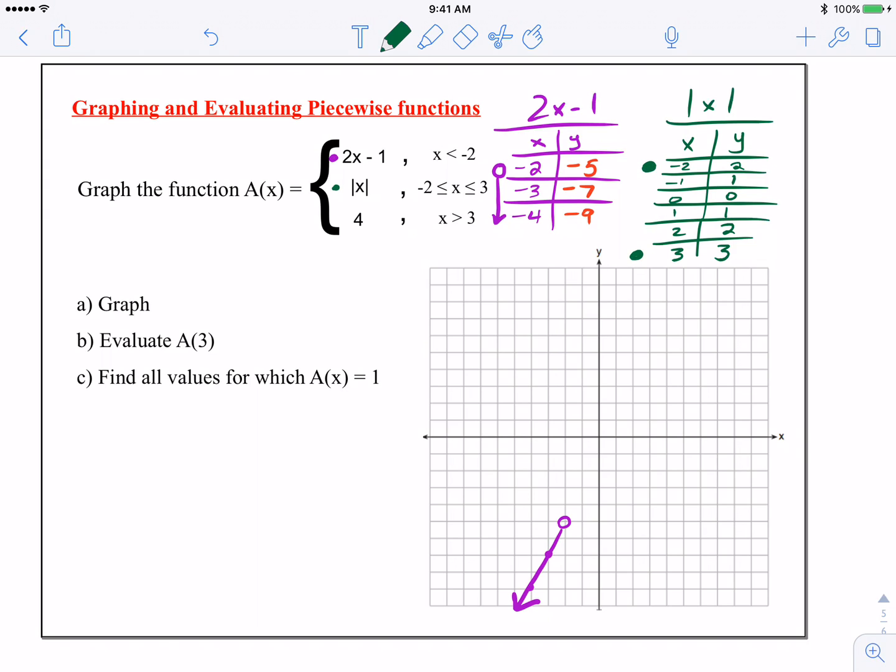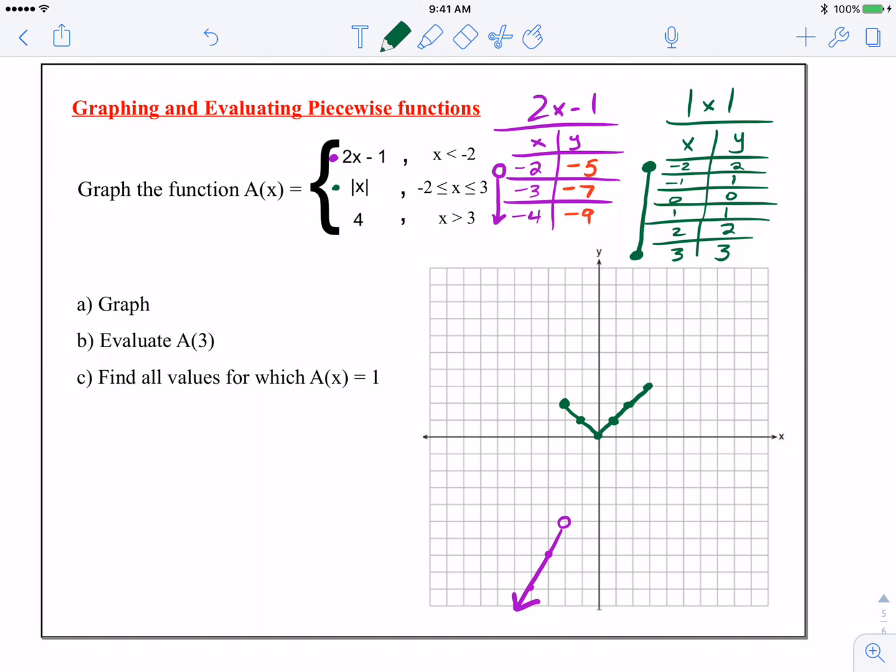I like to make little notes next to my table. Just a reminder that, hey, both endpoints should have a filled in circle on them. And I'm going to plot these. So I have -2, 2, -1, 1. I don't have to worry about making an open circle or not. And it makes almost like a check mark.